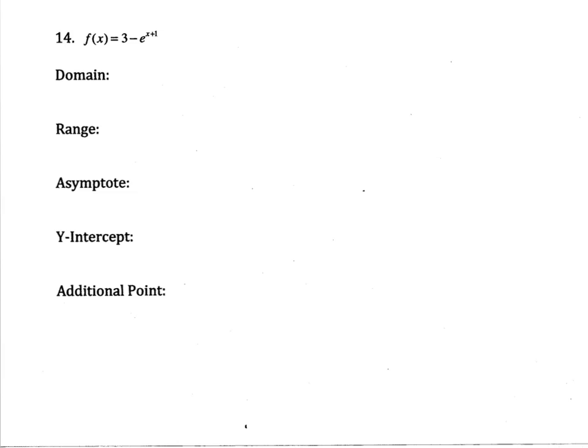Number 14 may be easier to rewrite as negative e to the x plus 1 plus 3. This way we know that our horizontal asymptote is going to be at y equals 3. Our domain is negative infinity to infinity since this is an exponential. To find our y-intercept, we just need to plug in 0. So we have negative e to the first plus 3. We know that e equals about 2.7. So negative 2.7 plus 3 would be about 0.3.